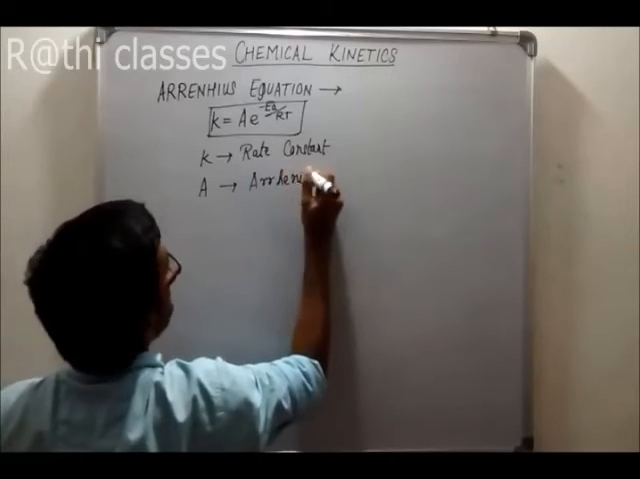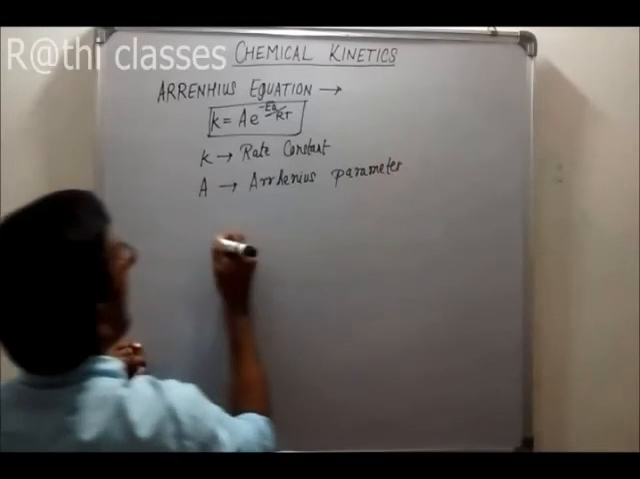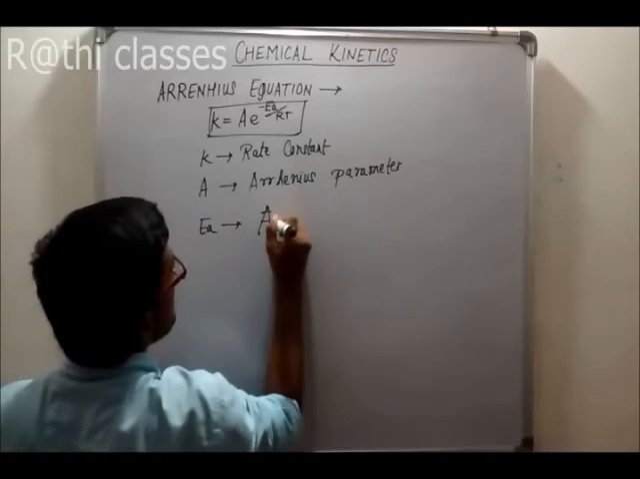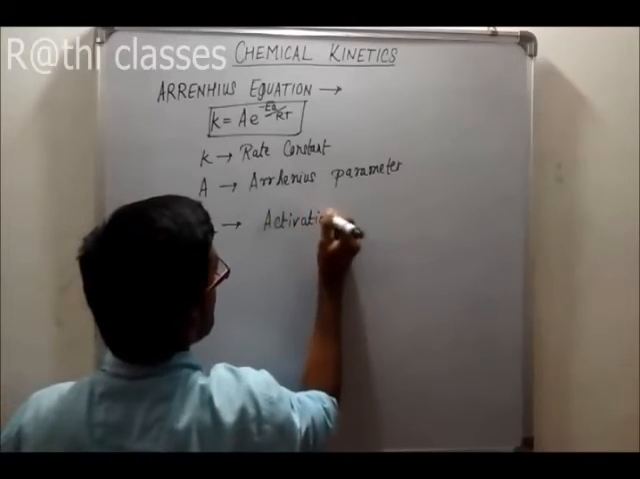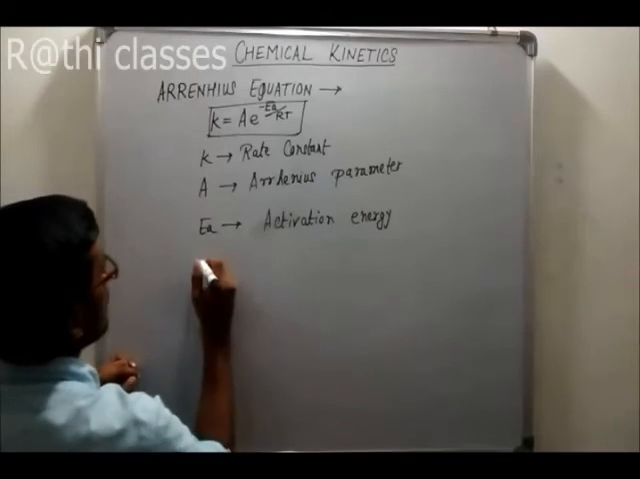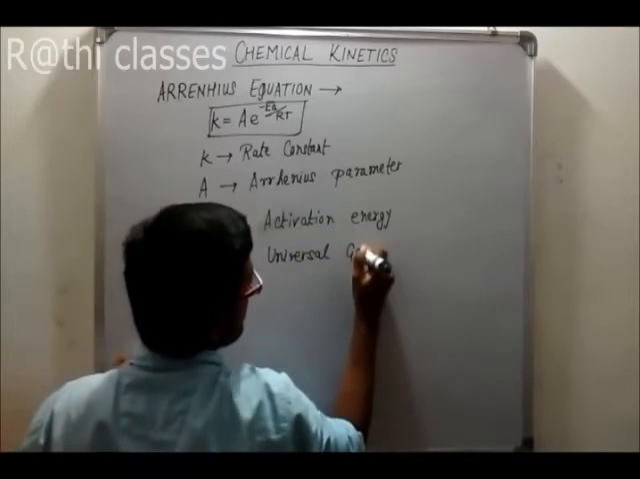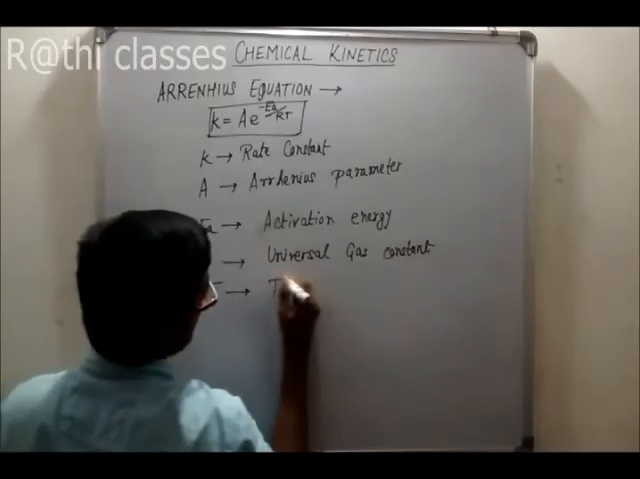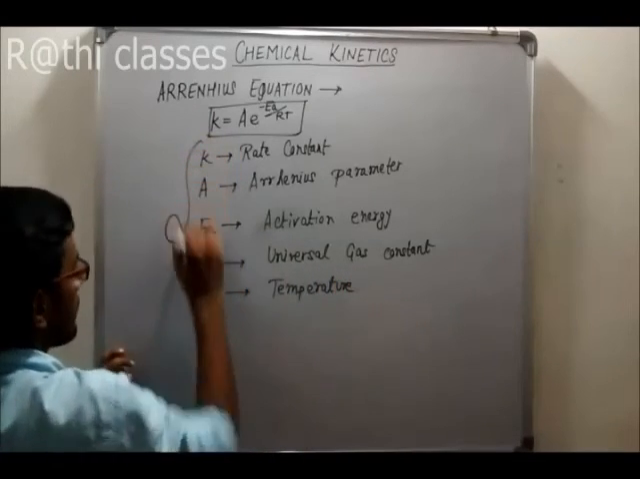A is the Arrhenius parameter, or the pre-exponential factor, right? And Ea is the activation energy. R is the universal gas constant, we know about it, and T is the temperature, right?